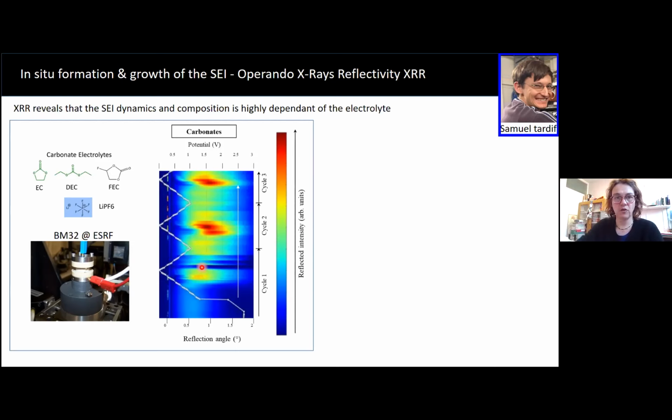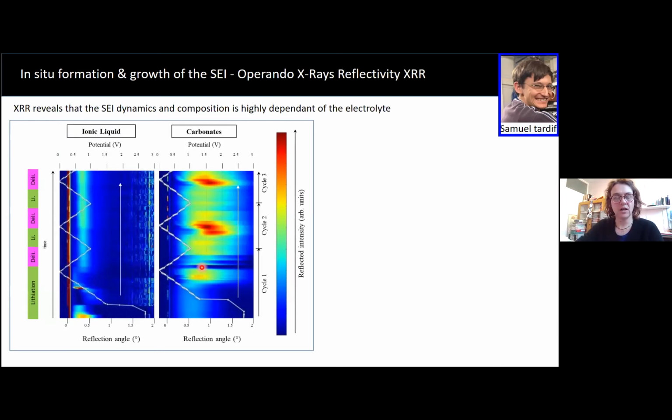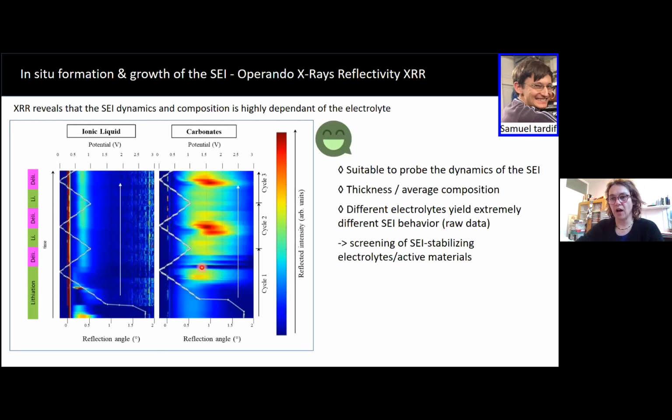Interestingly, if you change the electrolyte and go to an ionic liquid, which is known to prevent the formation of SCI, in that case you get a completely different 2D map during the cycling, and you can notice the lack of features that are typical of the SCI. So I wanted to show you this example to highlight the benefits of these techniques.